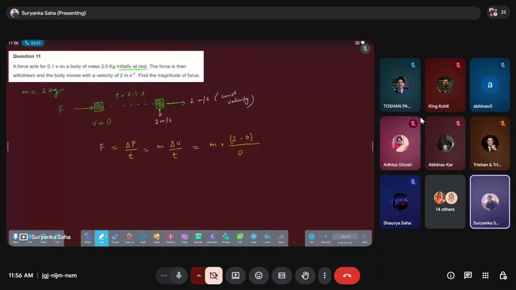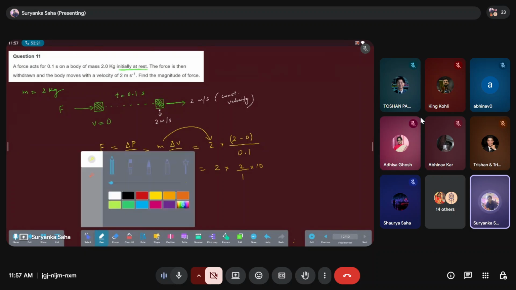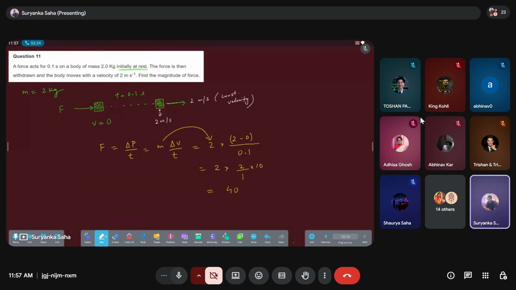I am writing the value of mass also. Mass is 2 kg. So it will be 2 into (2 minus 0) by 0.1, which is 2 into 2 into 10, so it is 40. So what is this? This is force. So we are calculating force. So 40 Newton. That is the average value of force applied. Find the magnitude of force. This is the magnitude of force. Please check the answer. Please confirm.